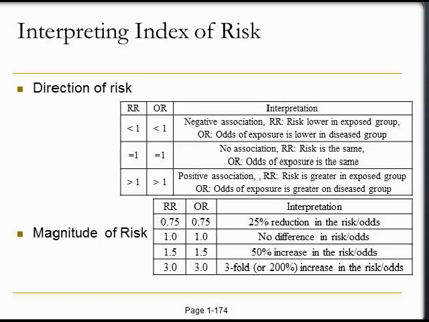In terms of the magnitude of risk, again, I think a highly testable concept is to understand what that relative risk and odds ratio means. A relative risk or odds ratio of 0.75 basically means that there's a 25% reduction in the risk or odds associated with that condition that we're studying. 1, of course, means no difference. A 3 means there's a threefold or 200% increase in the risk or odds of that particular situation.